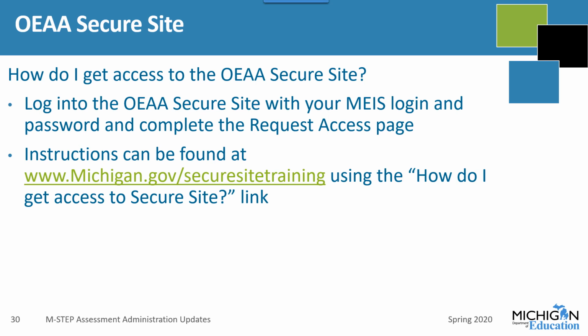You log into the OEAA Secure Site using your MEIS login and password. That will bring up the Request Access page, which gives you directions for how to request access. If you need detailed instructions or additional help, then the Secure Site training page can help you. Go to www.michigan.gov/securesitetraining and click right at the top on the link, How do I get access to the Secure Site?